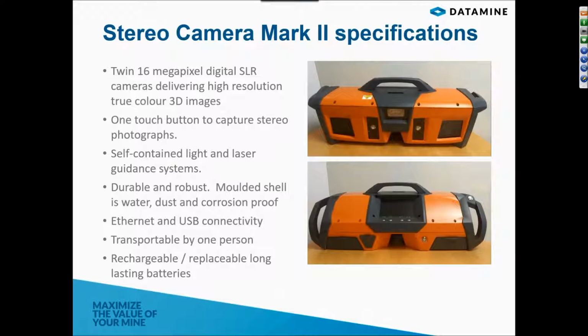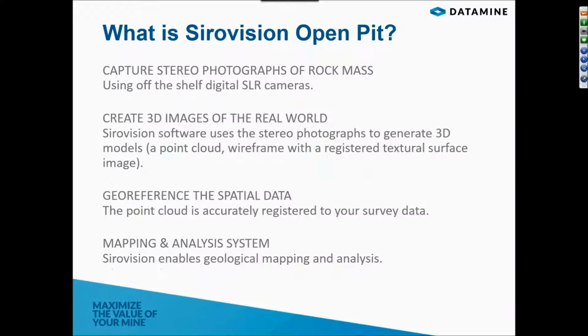In the current model, we have two 16 megapixel digital SLR cameras. We have a touch button to take the image, and a touch screen so you can set up parameters, lighting, different effects, those types of things. And we have the ability to download via an Ethernet cable or a USB connection. It's light enough that one person can carry it, I think somewhere between 11 and 13 kilograms, and with the backpack provided, it's actually not that bad. And the nice thing is that the batteries are very good. They are long lasting, and you can take many pictures with it on one battery charge.